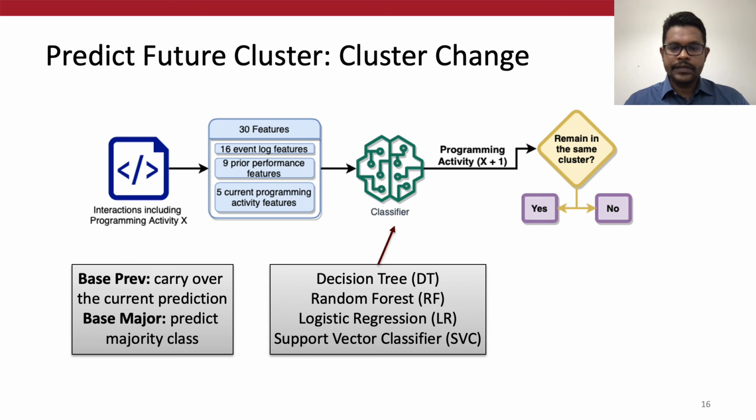We used 30 features: 16 of them are from event logs, 9 of them relate to prior performance, and the rest correspond to the current programming activity. For our experiment, we used 4 classifiers, namely decision tree, random forest, logistic regression, and support vector classifier. For baselines, we used 2. One baseline carries the current result forward, whereas the other predicts the majority class in the training set.